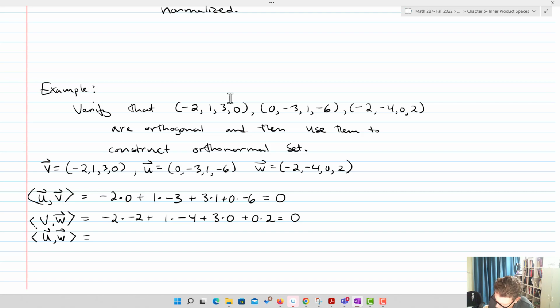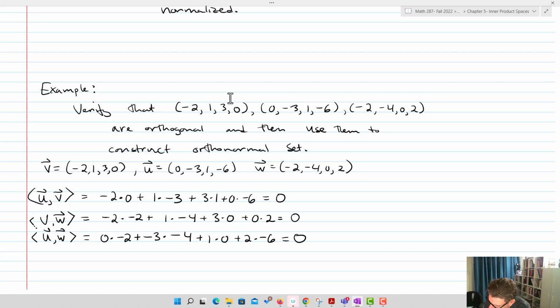And u·w is going to end up being 0 times -2 plus -3 times -4 plus 1 times 0 plus 2 times -6, and that also ends up equaling 0. Remember that since this is a valid inner product, if we switch the order, we're still going to get 0.